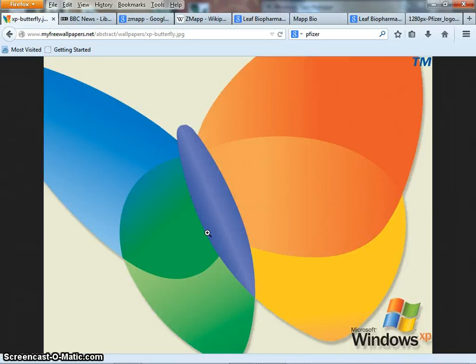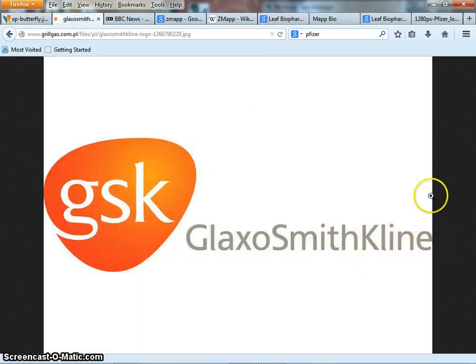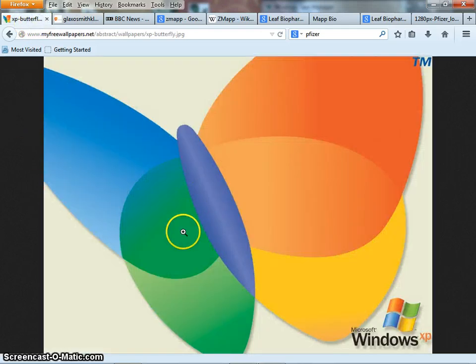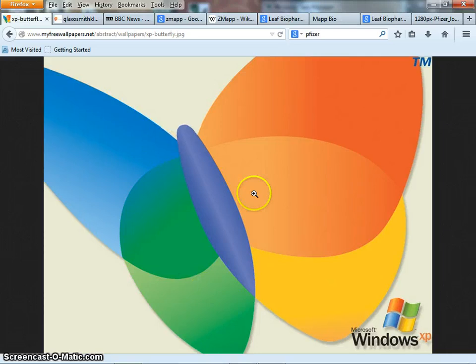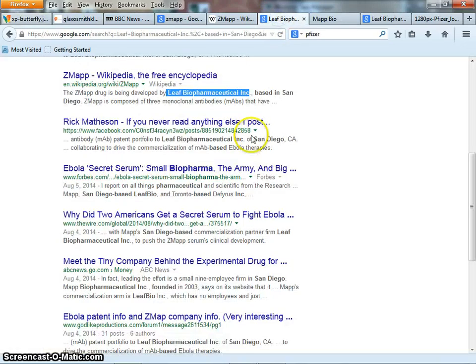And they told us this in the I Am Legend movie. Look at the butterfly. This logo is actually telling you the key players involved. If you notice, this orangish, reddish-orange part of the wing is actually GlaxoSmithKline. The blue is Pfizer. The green is Leaf Biopharmaceuticals, which of course is developing ZMapp.